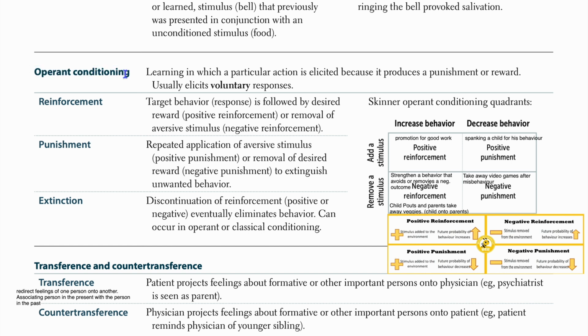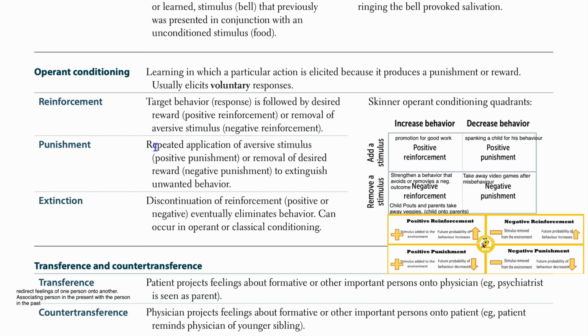Operant conditioning is learning in which a particular action is elicited because it produces a punishment or reward. It usually elicits voluntary responses. Okay. Reinforcement: the target behavior or response is followed by the desired reward. So whatever they want out of a person, they reward it, right? I have examples over here, so I'll read that after. So positive reinforcement, or removal of an aversive stimulus, is called negative reinforcement.